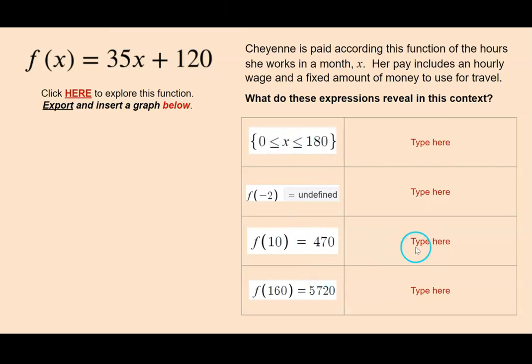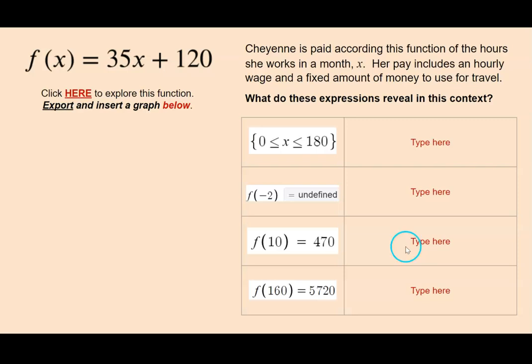And so the concept of domain from 0 to 180, I'm probably not going to expect them to use the word domain in this situation yet, because that's not really the topic that we're hitting on the most today. But if you want to go over domain in this situation, it would be 0 to 180 hours. So she must work 180 hours in a month, according to this. The -2, why is it saying undefined? Well, her hours are never negative. That's impossible, so of course it's undefined.